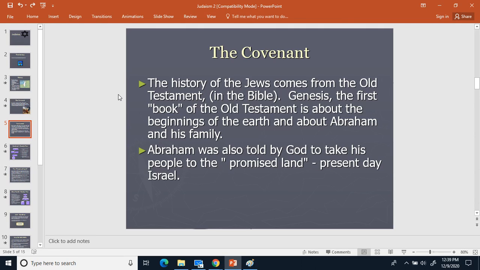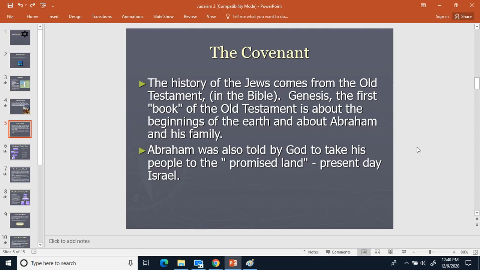So the sacred text for Judaism is the Torah, which is the first 5 books of the Bible in the Old Testament. And in the Old Testament, the book of Genesis is the very first book in the Bible. In the book of Genesis, it talks about the beginnings of earth, and it also talks about Abraham and his family.